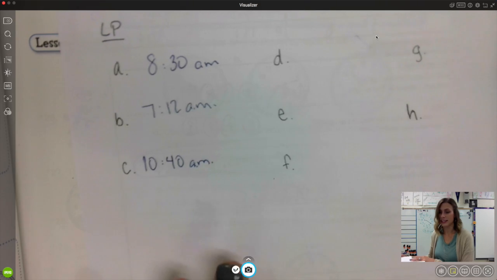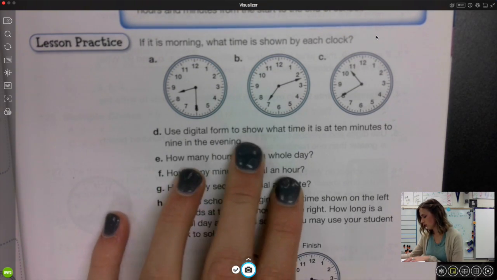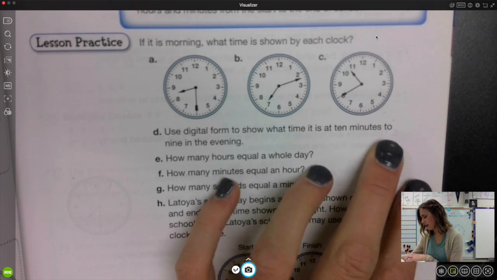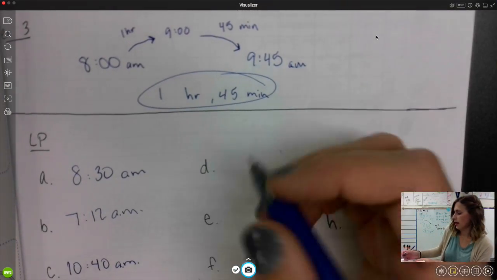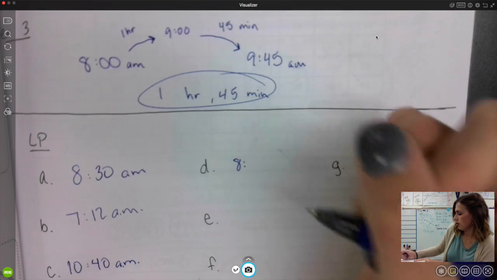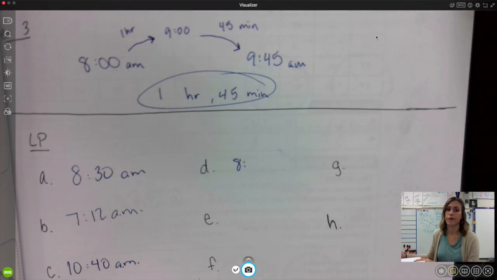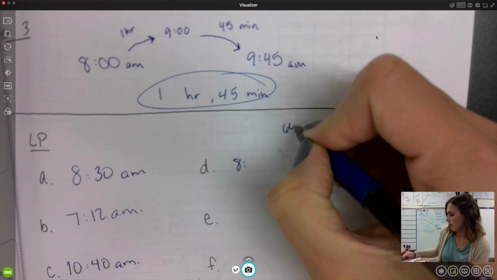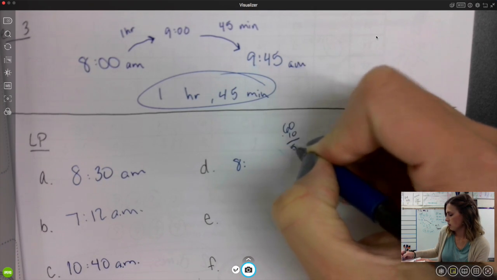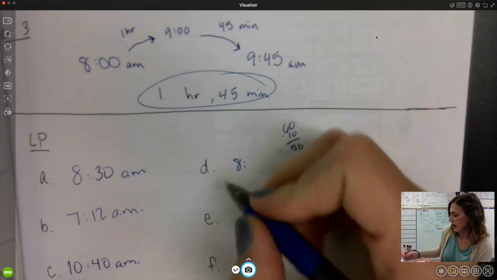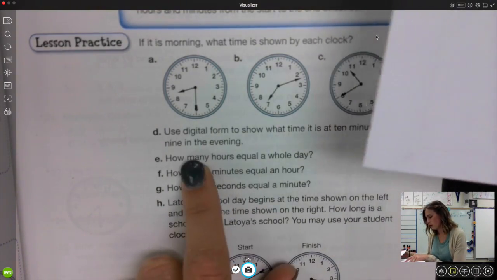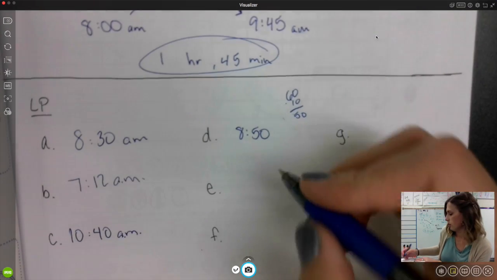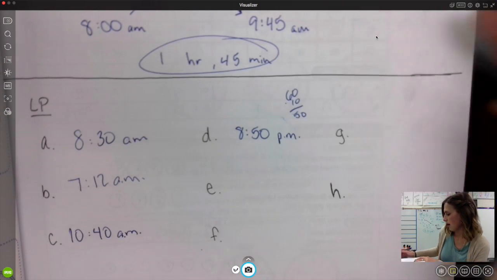Excellent. Let's look at D. D says use digital form to show what time it is at 10 minutes to 9 in the evening. So it's not 9 yet, so our hour has to be 8. And then what's 10 minutes before 9? Well, there's 60 minutes in an hour, so if we take away 10, we get 50. So 10 minutes to 9 would be 8:50. Morning or evening? Evening. So 8:50 p.m.